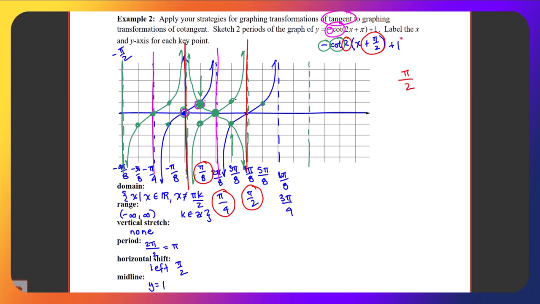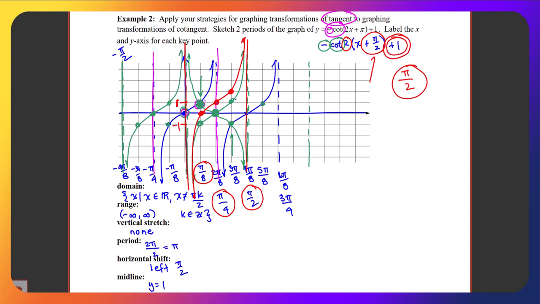And then if I shift that up 1, so then this point goes up 1, this point goes up 1, this point goes up 1. And there we have it, and I better show where 1 is on the graph so I don't lose any points. And so now I have a graph with a period of pi over 2. It has a vertical shift of 1.